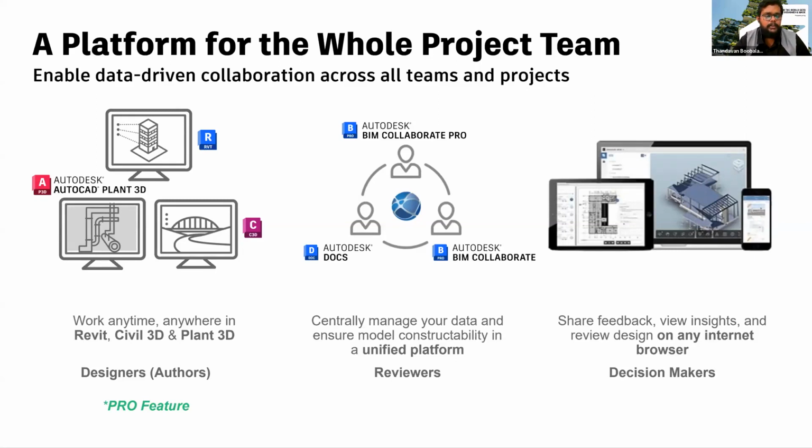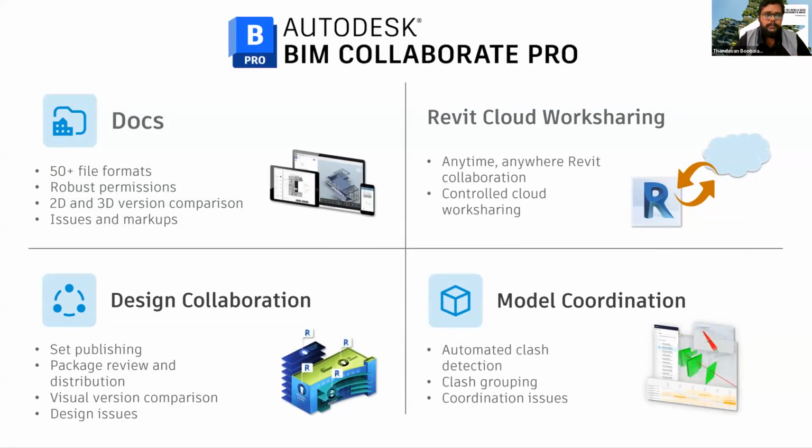Not all decision makers need co-authoring tools. If I'm a decision maker, I don't need Revit, Civil 3D, or Plant 3D installed on my system. But if I want to see the complete project model and review the mechanical, plumbing, or architecture disciplines, I can do that with access to BIM Collaborate Pro.